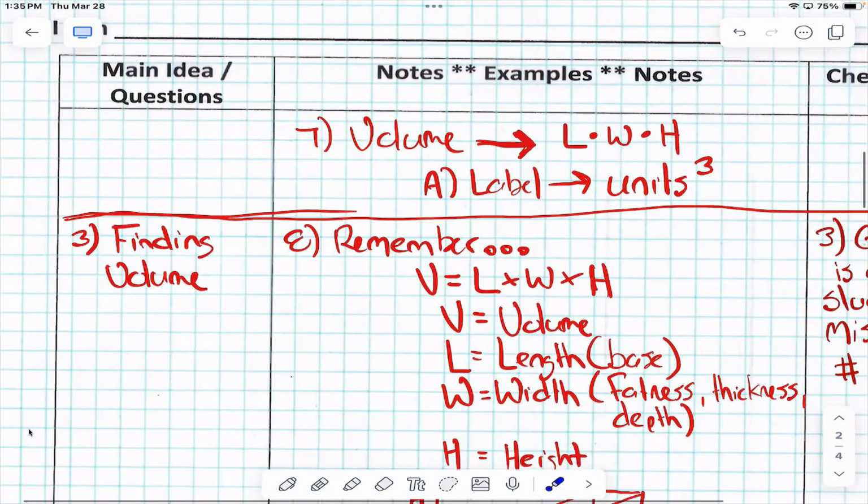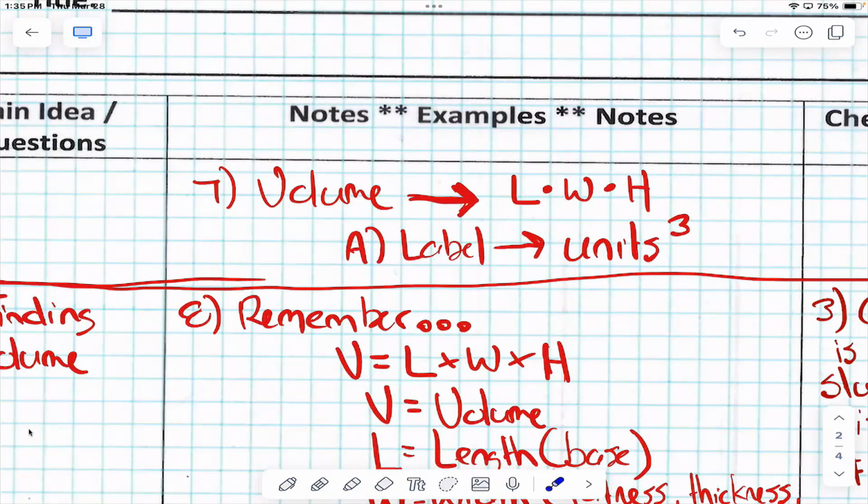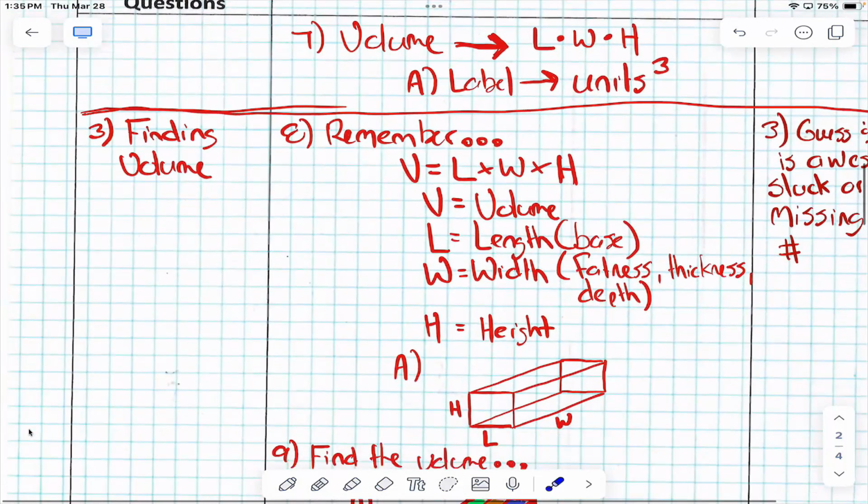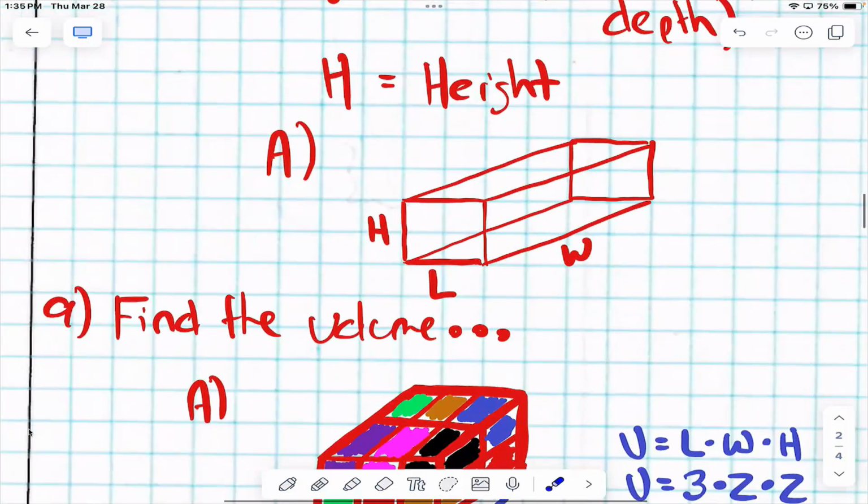How would a person find the volume of a 3D shape? Length times width times height. Sweet, sweet, sweet. So when I'm talking about length, I'm talking about this, right? Yeah. When I'm talking about height, I'm talking about this, right? Yeah. And then width would be how thick, fat, deep it is, right?